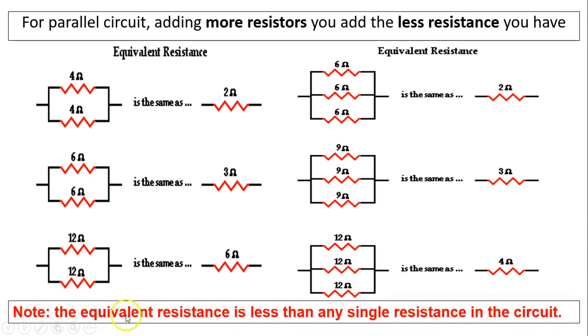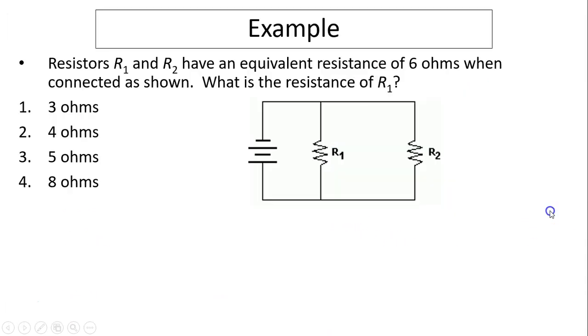Remember, note the equivalent resistance. Equivalent resistance is less than any single resistance in the circuit. So 2 is less than 4. 3 is less than 6. 6 is less than 12. 2 is less than 6. 3 is less than 9. 4 is less than 12.